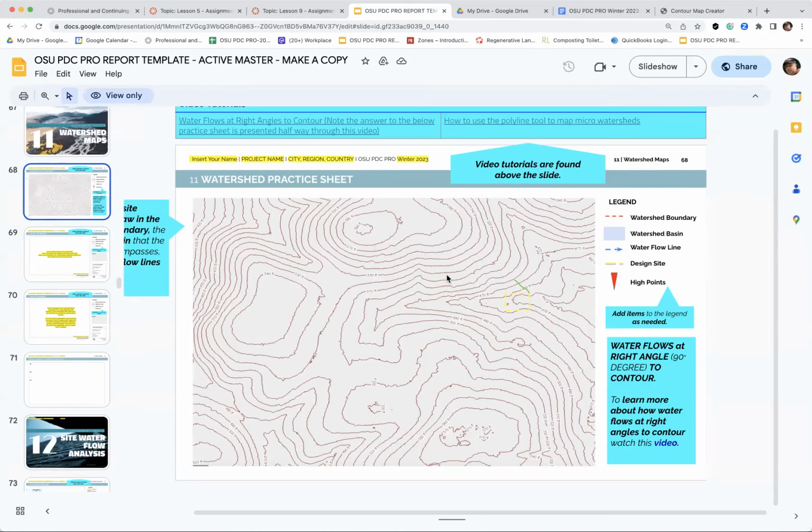So this is a really useful practice sheet to go through. And again, looking at these tutorials should really help.